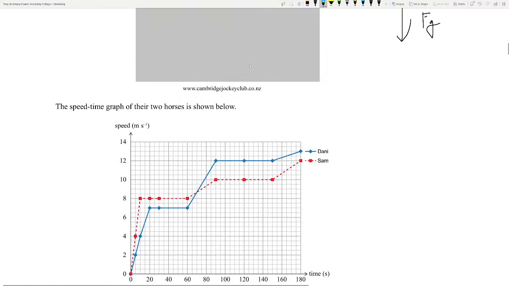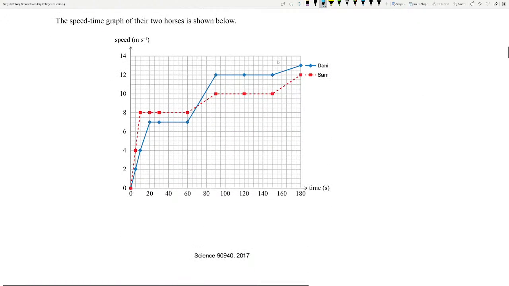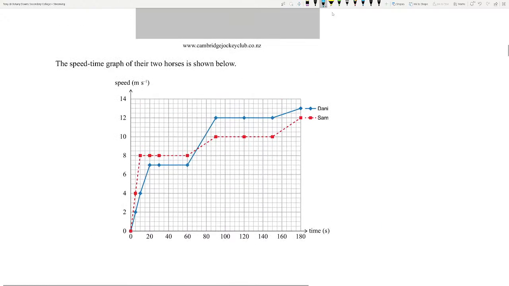Okay, but I think the questions are quieting down a little bit, so we just want to go through some of the questions here. All right, so when you get a question like this, Sam and Danny, the first thing you need to look at is the axes. So this is a speed-time graph, and when you see motion like this, you are accelerating because your speed is increasing. This is constant speed, this is increase in speed, this is constant speed, increase in speed. So you need to be able to understand that.